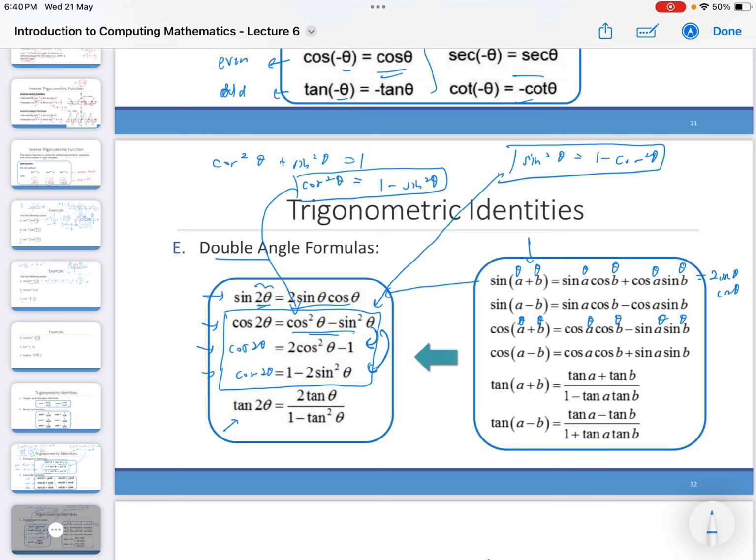And for tangent 2 theta, we use this formula: tangent of theta plus theta. So this one is theta. That's why we get this one.